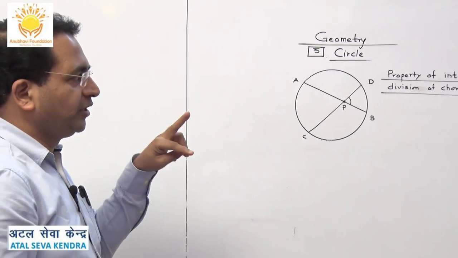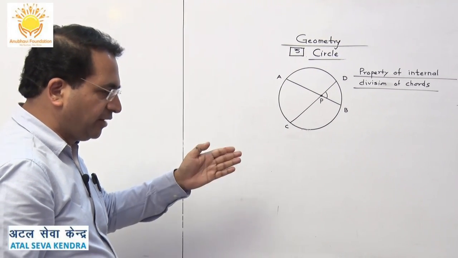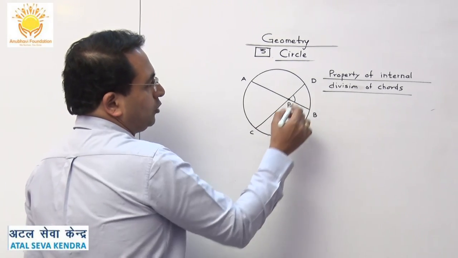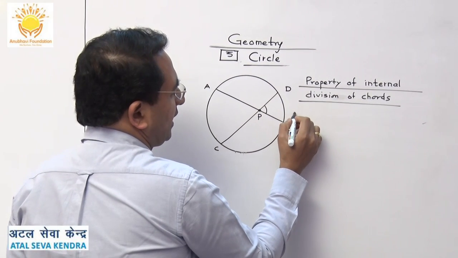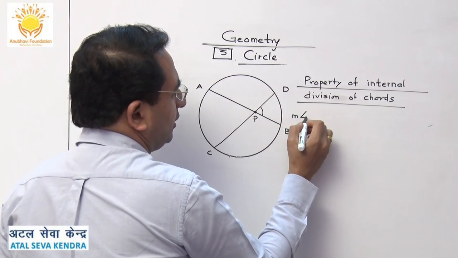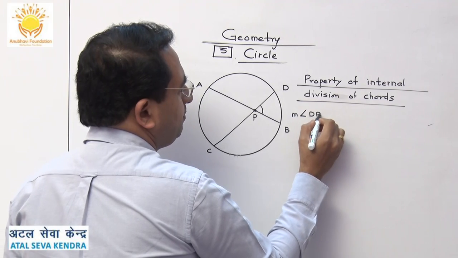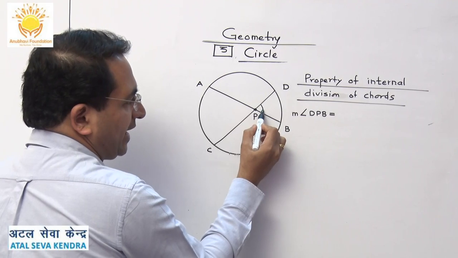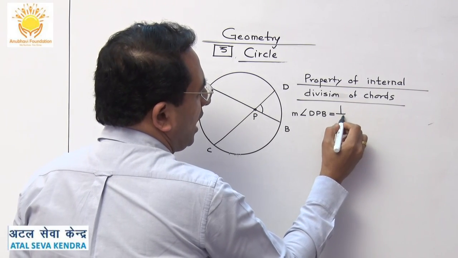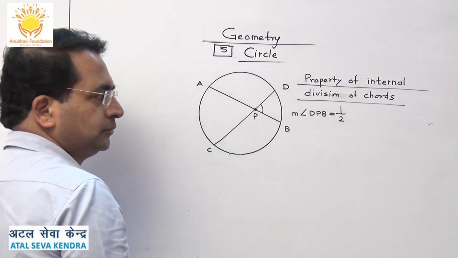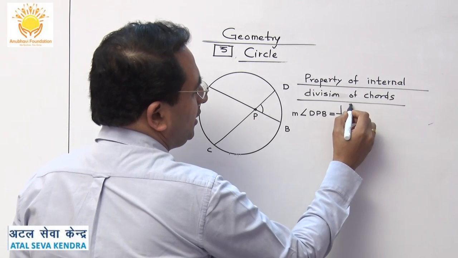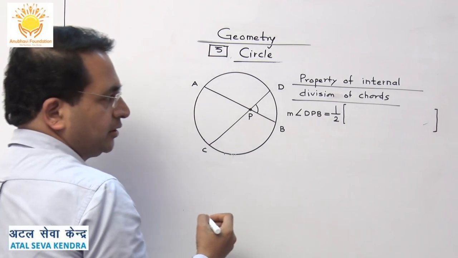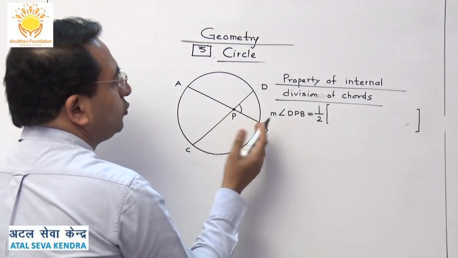See, there are two properties. One is related with the length and one is related with the angle. Both the things are having the same reason. Now, suppose they ask you this measurement. I write the theorem statement here. Measure of angle DPB is equal to, this particular angle is going to be half of, here we have to write down the reason. And that reason is similar to the inscribed angle.